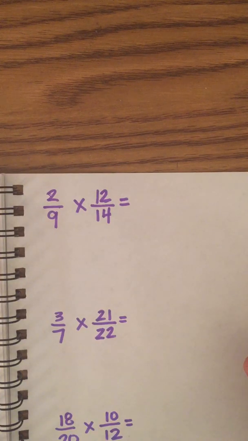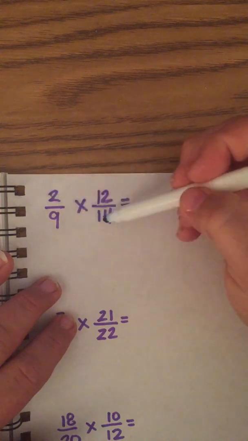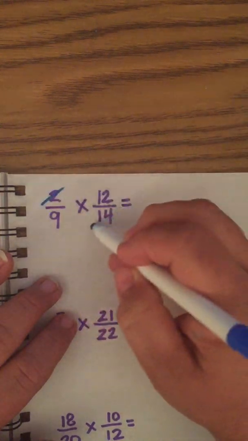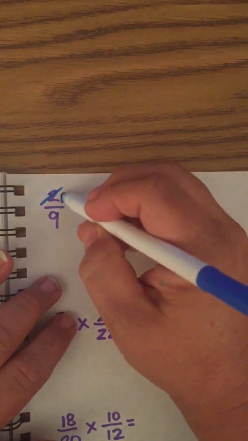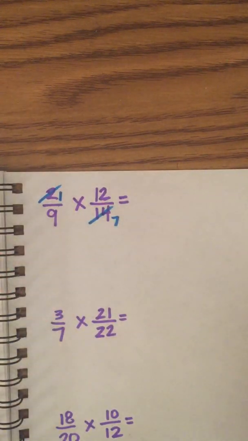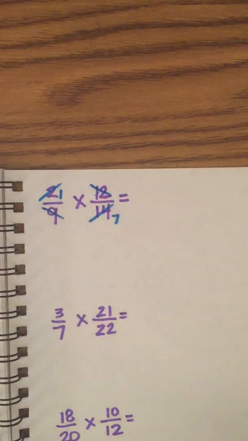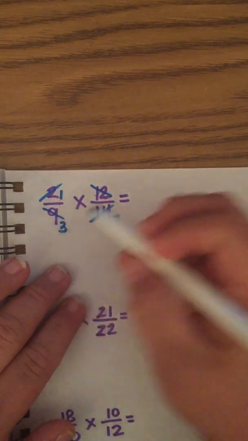You can cross simplify. So I'm going to look to see if 2 and 14 can be simplified. Well, I know that 2 and 14 do have a common factor of 2. So I have to divide both of these. So 2 divided by 2 is 1. 14 divided by 2 is 7. You have to do it to both. I think I can even go over here. 9 and 12 have a common factor of 3. I can divide both of these by 3. 9 divided by 3 is 3.